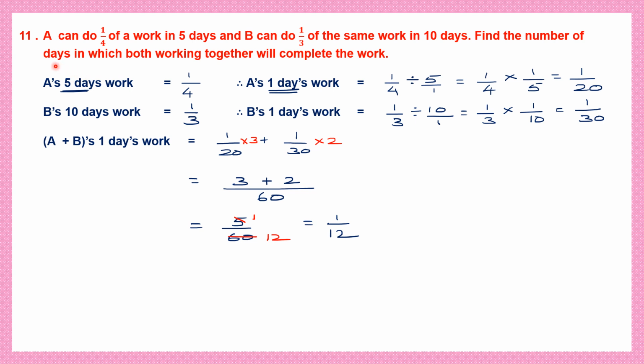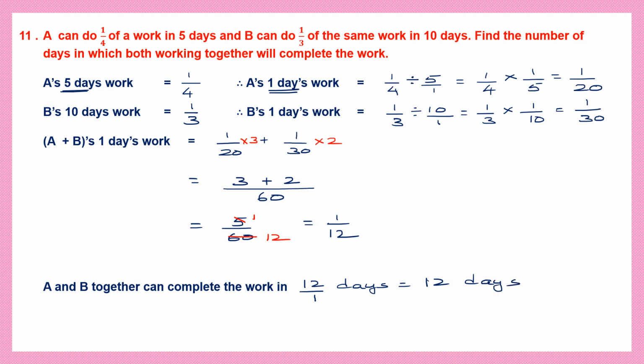Now if we have to find the number of days, then we have to write the reciprocal of this. So A and B together can complete the work in, when we write the reciprocal, 12 by 1 days, or simply 12 days. So what is our answer? A and B together can complete the work in 12 days.